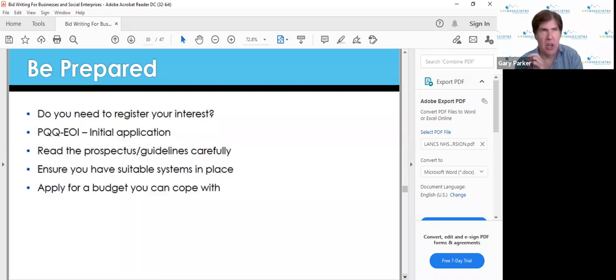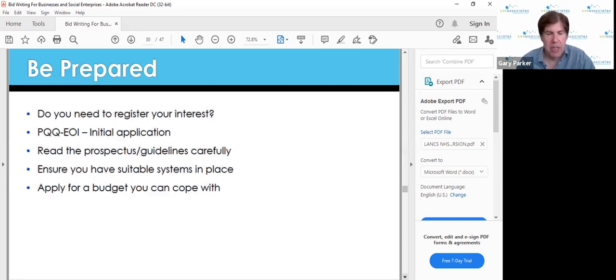The reason they do this is so that organisations are able to provide the requirements of the funders in terms of policy and support. Because, for example, if you're working with vulnerable groups and you haven't got a safeguarding policy, that can be an issue. So for bigger funders, they will usually have some kind of initial process, but not always. You need to read the prospectus or guidelines carefully and ensure you have suitable systems in place. And the other thing is apply for a budget you can cope with. If you're a new group and you apply for the lottery, don't apply for the maximum amount because you're unlikely to get it. My advice is start off with Awards for All, which is up to £10,000.